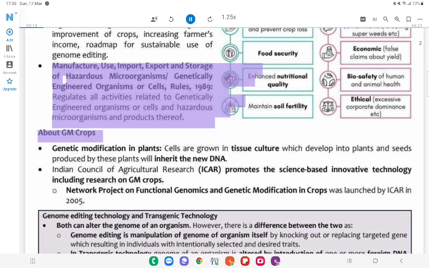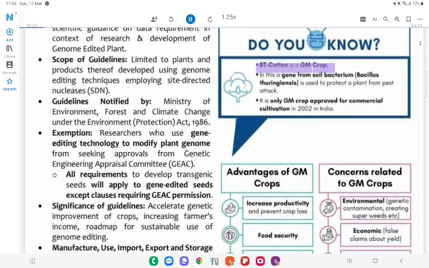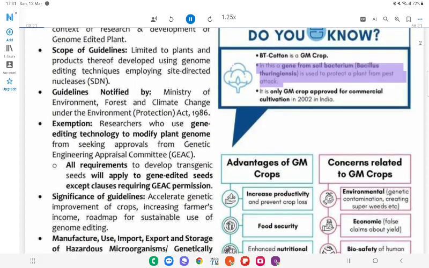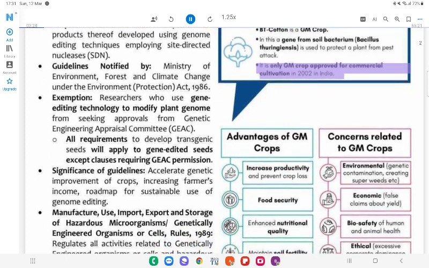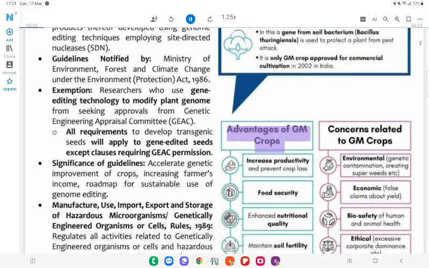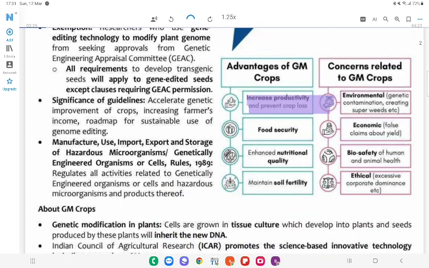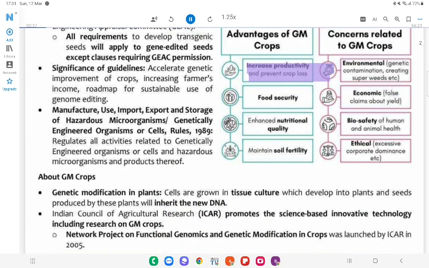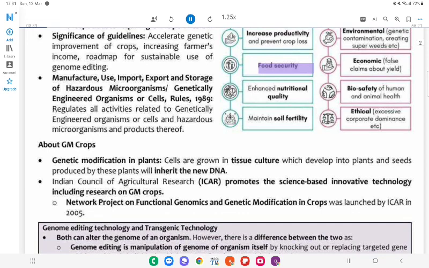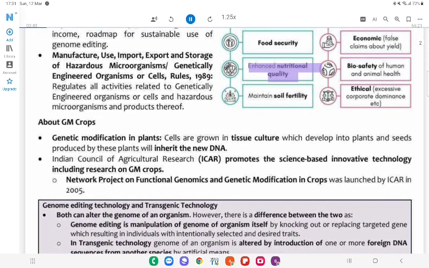About GM crops. Do you know? Bt cotton is a GM crop. In this, a gene from the soil bacterium Bacillus thuringiensis is used to protect a plant from pest attack. It is the only GM crop approved for commercial cultivation, in 2002 in India. Advantages of GM crops: increase productivity and prevent crop loss, food security, enhanced nutritional quality.